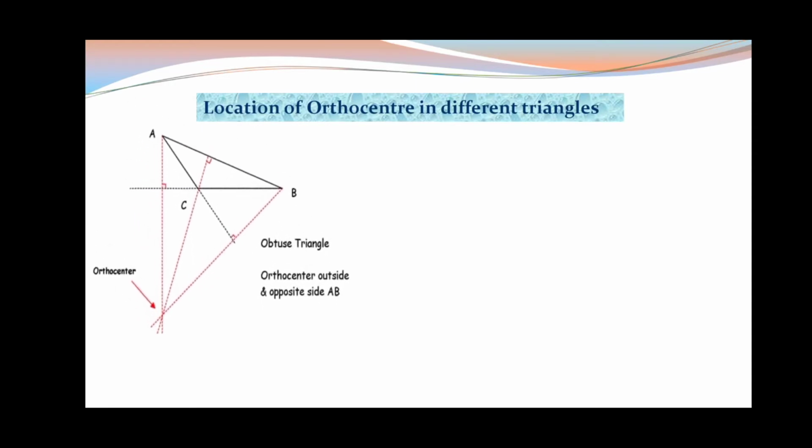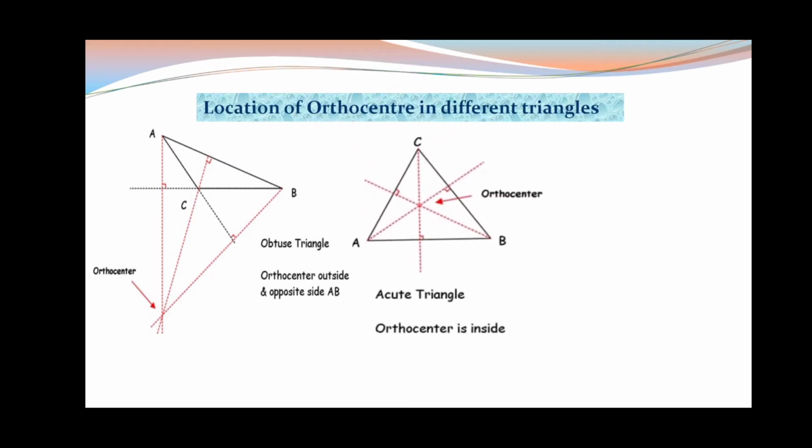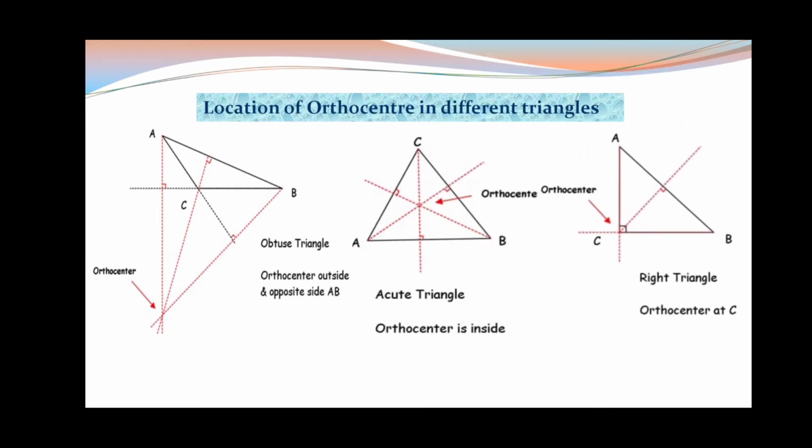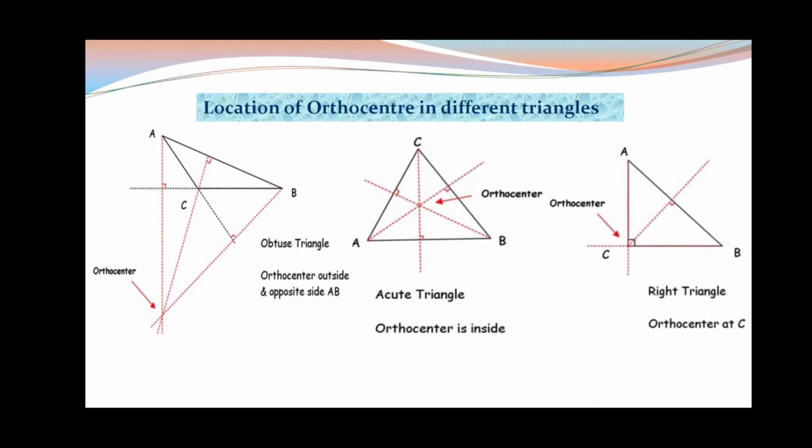Now let us understand the location of orthocenter in different triangles. The orthocenter is located outside in the obtuse angle triangle. The orthocenter is located inside in the acute angle triangle. And the orthocenter is located on the right angle vertex in the right angle triangle.